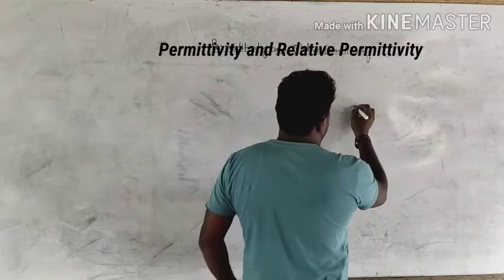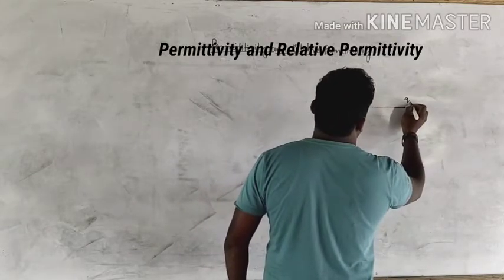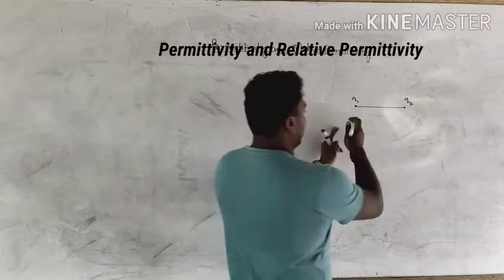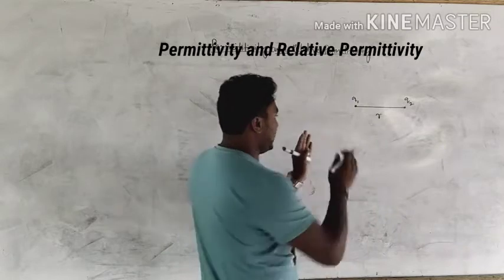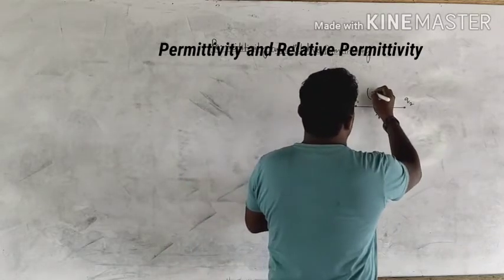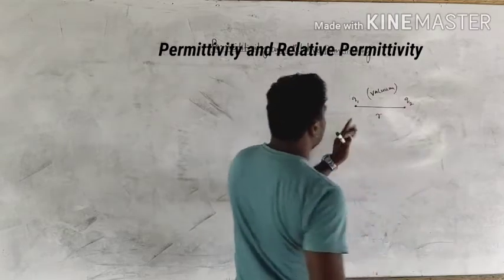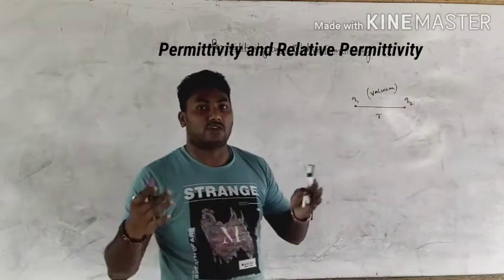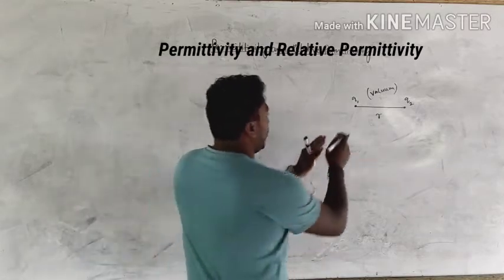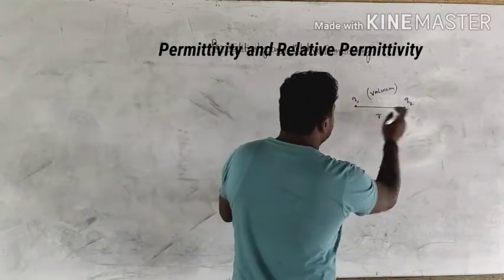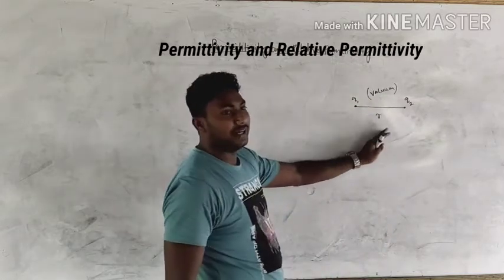Let us take two charges. One charge we have taken Q1 and another charge Q2. The separation between the two charges is R. Let's take the two charges in free space or vacuum. In textbooks, free space or vacuum or air is considered to be the same. Remember that. We have placed the two charges in vacuum separated by distance R.